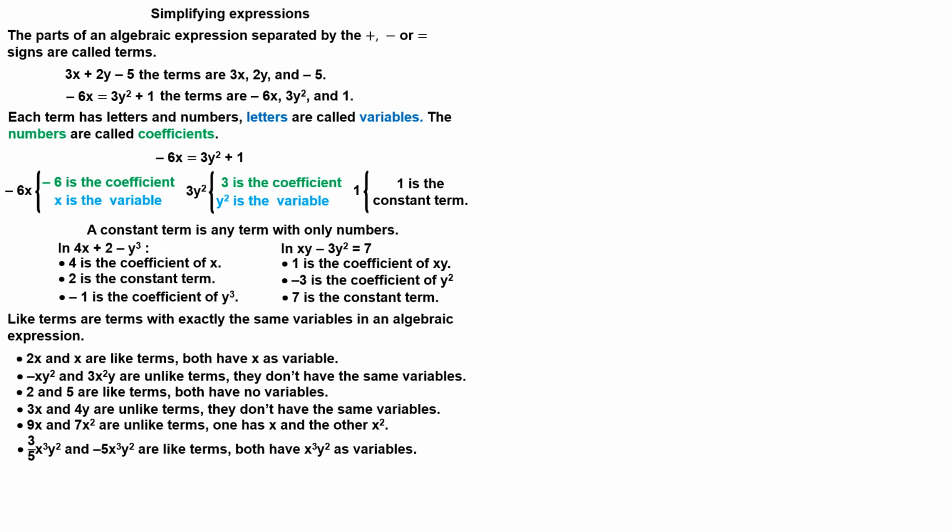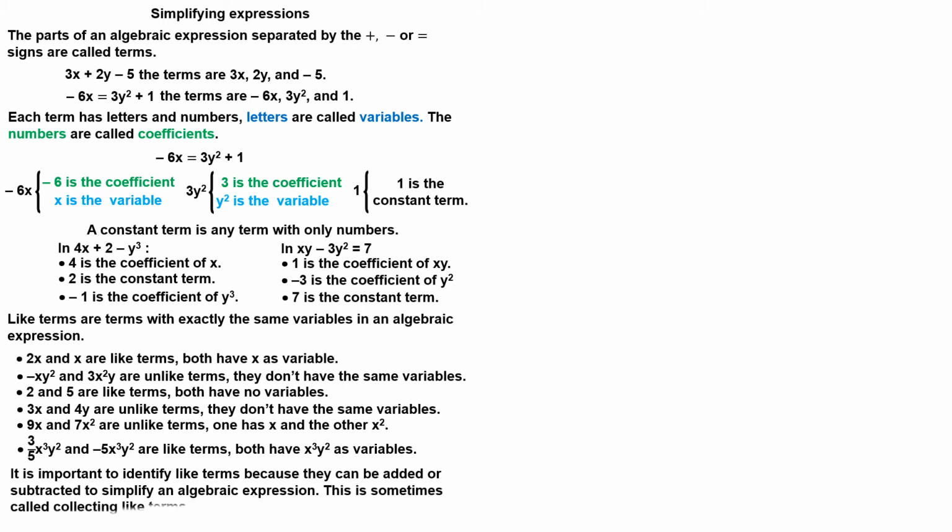As you now know how to identify like terms, we can simplify algebraic expressions. It's important to identify like terms because they can be added or subtracted to simplify an algebraic expression. This is sometimes called collecting like terms. Let's see how it works. Example. Look at this algebraic expression. Identify the like terms and group them.